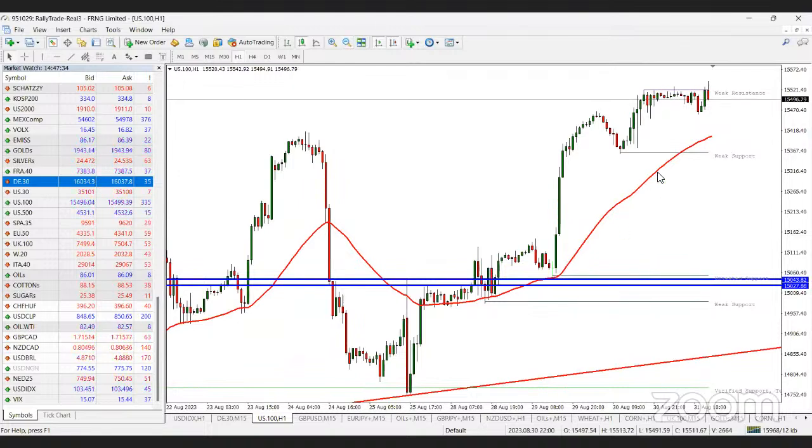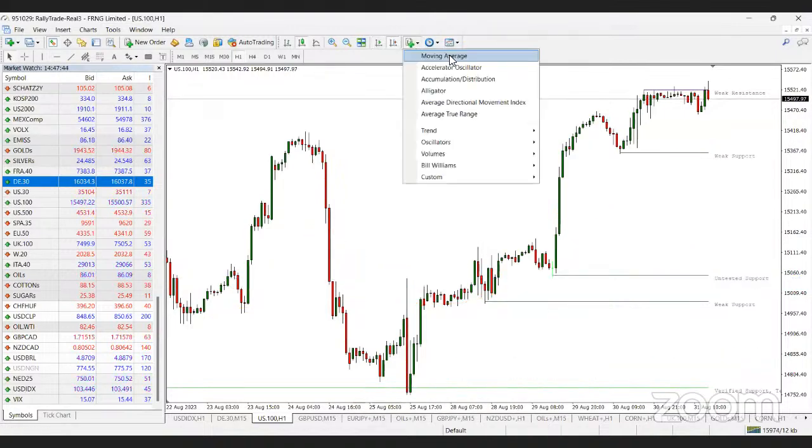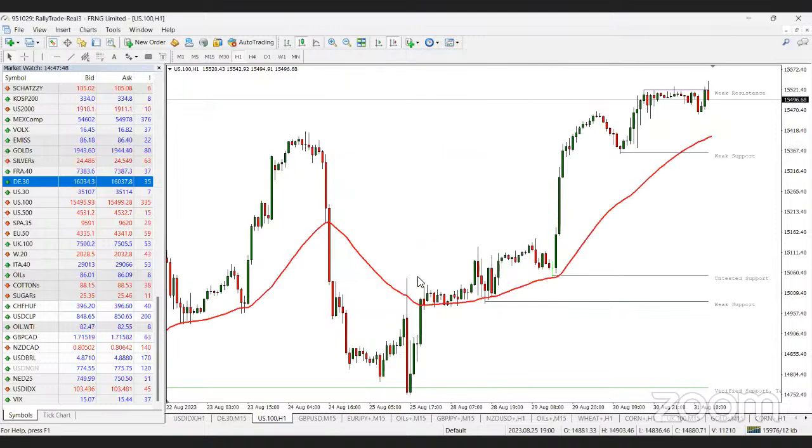Most especially something like your 50-period moving average. You will notice that the 50-period moving average has been a very good support for US 100. I'll apply it again on my chart. It has been a strong support for US 100. So I would expect US 100 to retrace back towards the 50-period moving average before I continue to follow that trend back to the upside.